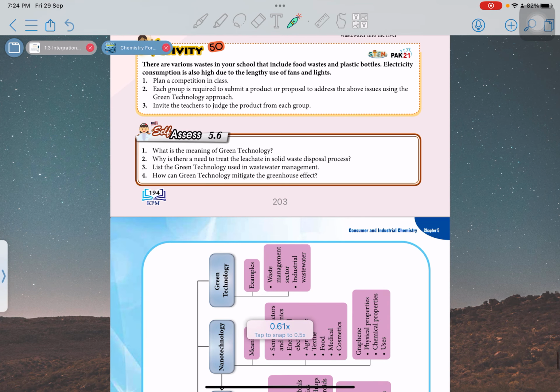So as I see, you guys can take an assessment from the self-assess 5.6, because it's easier, so that you can Google the past paper, trial past paper, to look at the type of question. So that's all from me.